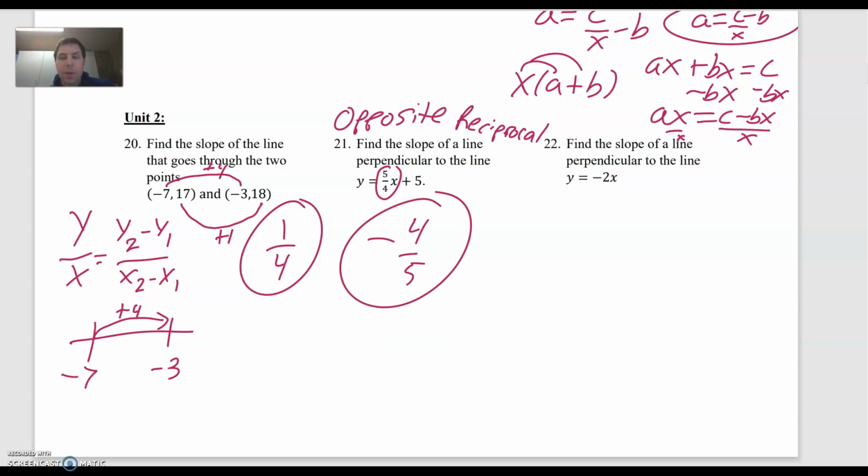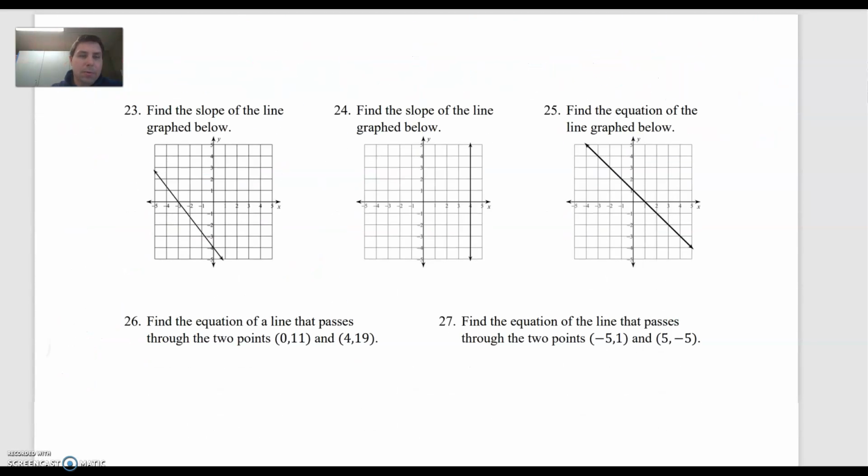Okay. Same idea with 22. Find the slope. Well, the slope here is -2, so it's going down 2 for every 1. Let me write that out this way. Down 2 for every 1. If I flip it and do the opposite idea, it would be positive 1/2. And that's it. Moving on to 23.